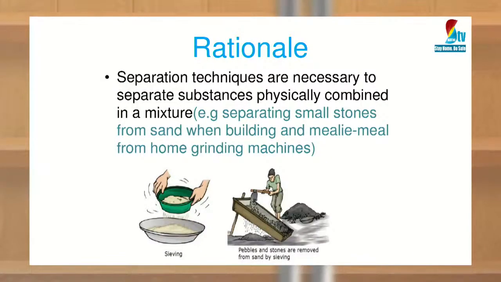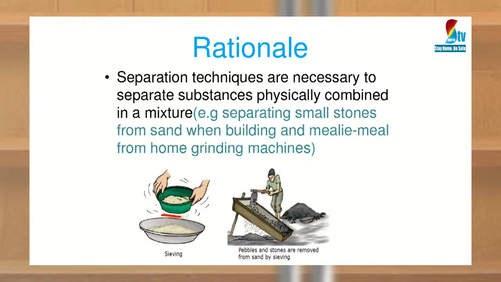So, dear learner, as I've said, in today's lesson we'll only be describing methods of purification by the use of filtration, evaporation, and crystallization. Why is this important? It's necessary to be able to separate substances that are physically combined. Remember, if a substance is physically combined, it requires physical means to separate.